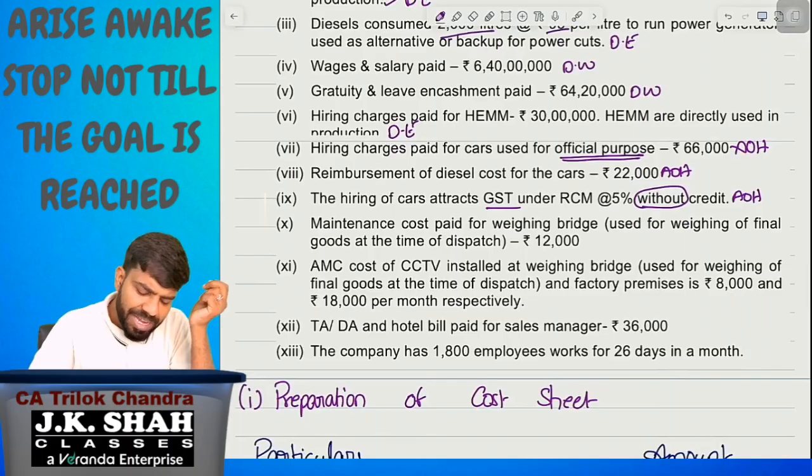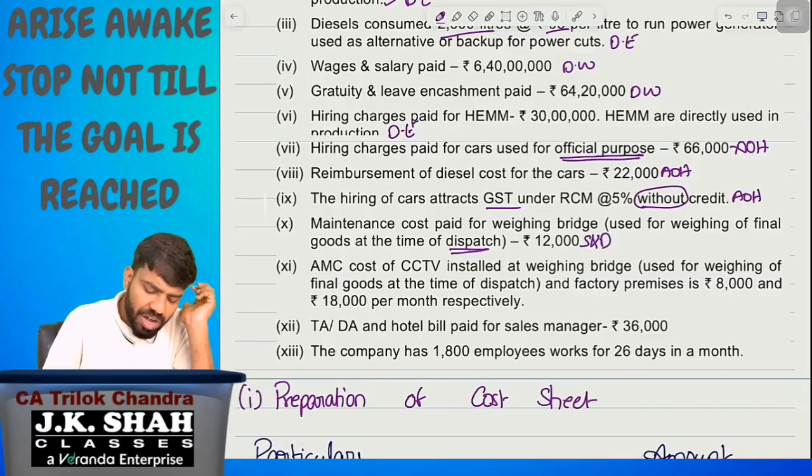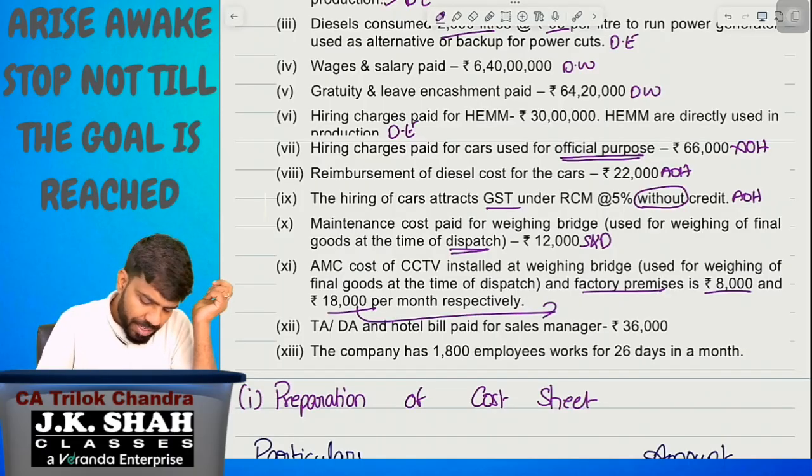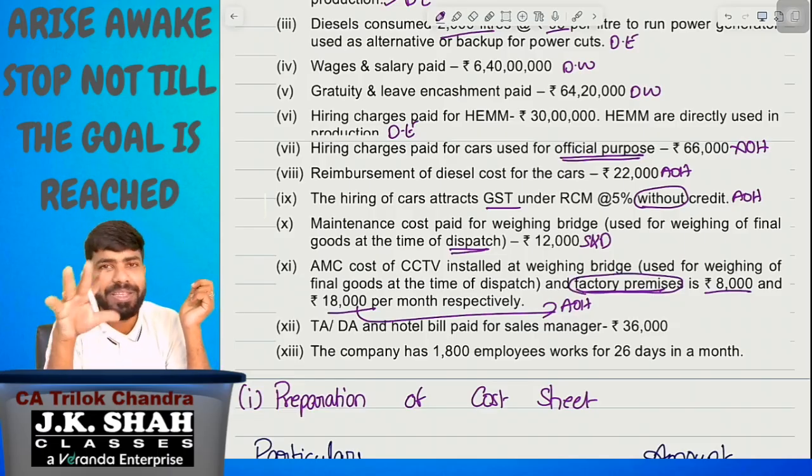Maintenance cost paid for weighing bridge, used for weighing of final goods at the time of dispatch. So it's a selling and distribution overhead. AMC cost of CCTV installed at the weighing bridge, used for weighing of final goods at the time of dispatch, and at the factory premises. See, at the weighing bridge, CCTV is 8,000. At the factory premises, 18,000. This will be considered as related to production. We can take it as administration overheads. This is for the entire factory premises, not for just production.